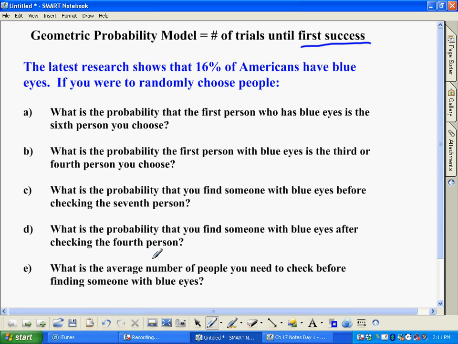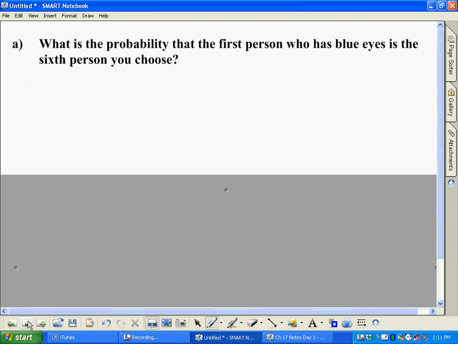So let's go over how to do this kind of probability. The first question is, what's the chance that the first person who has blue eyes is the sixth person you chose? So you know that the chance of success of getting blue eyes is 16%, and we use Q as being the chance of failure, and therefore 84% of people do not have blue eyes. So this is having blue eyes, and this is not having blue eyes.